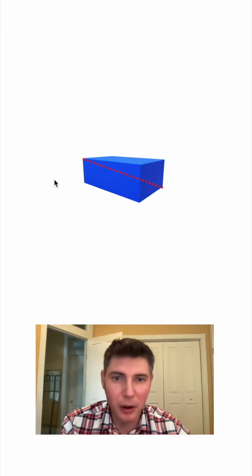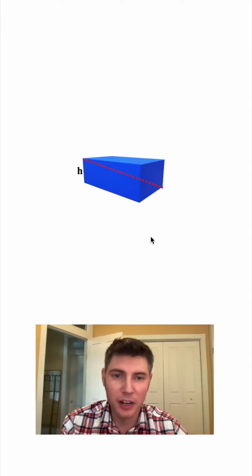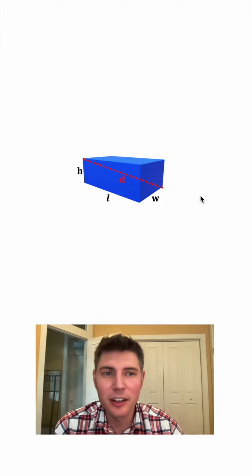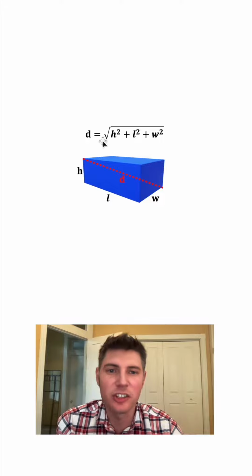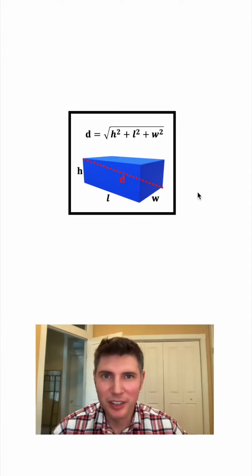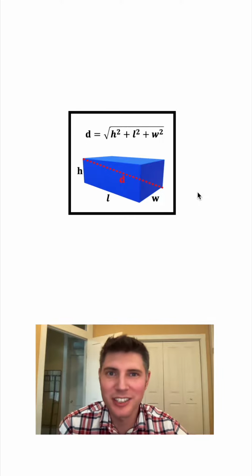We'll call the height of the box H, we'll call the length of the box L, and we'll call the width of it W. Call the diagonal D. The length of D, the diagonal, is exactly the square root of H squared plus L squared plus W squared. Now we could put a box around this. This is official notes. Would you like to see how these notes are derived?